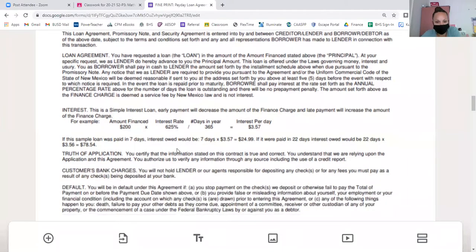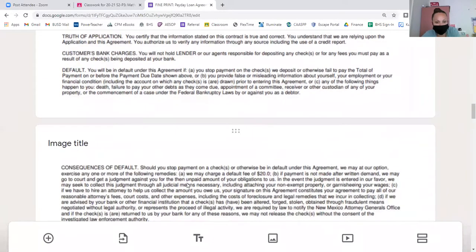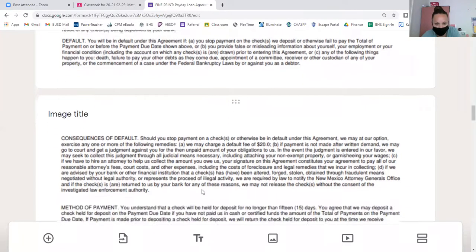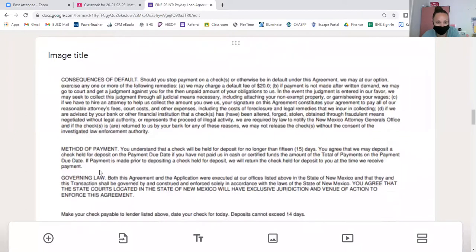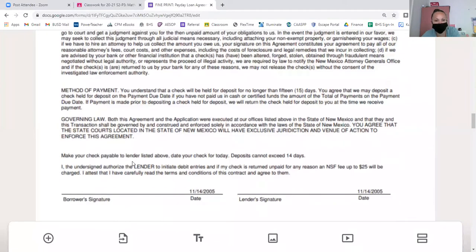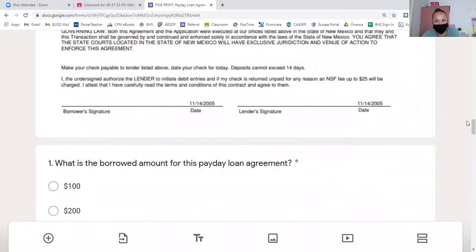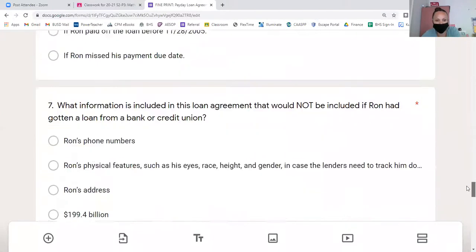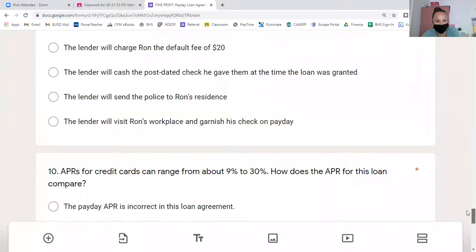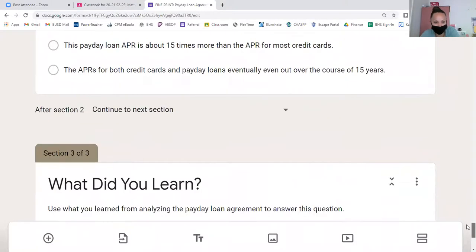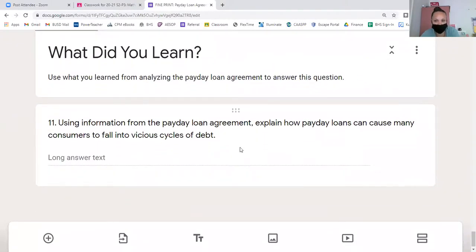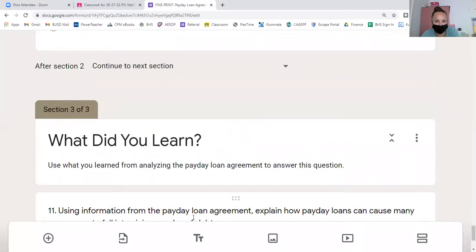Truth of application, bank charges, default kind of says what happens. Default is if you don't pay it. The consequences: default fee, $20, collect judgment against you, etc. Method of payment, governing law, who you make your check payable to, and then sign it. Then you have 10 multiple choice questions to answer. Some of them do require a little bit of thinking. What did you learn? Hopefully you learned something. If not, you can leave that blank. That problem is not graded. It's just kind of to get feedback to me.